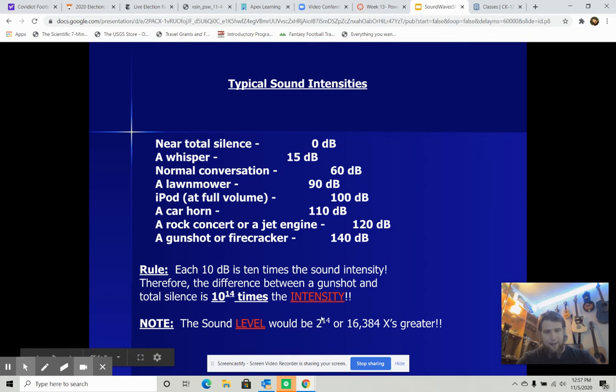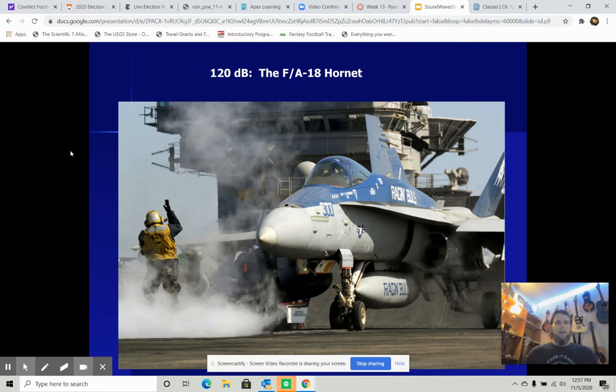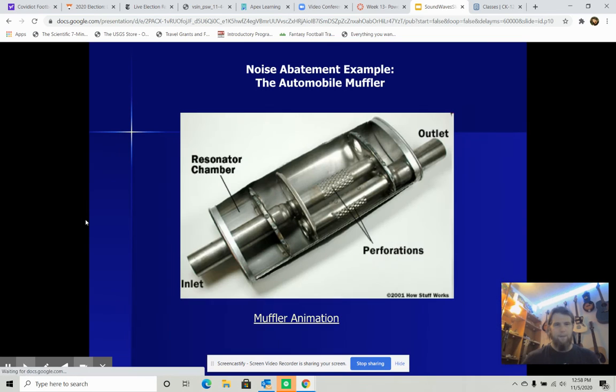And that makes the sound that much greater, and that's why some sound can actually damage our hearing in our ears. So this is 120 decibels from an FA-18 Hornet, a very, very powerful jet. And you'll notice that these gentlemen out here obviously have to wear ear protection, because the decibels coming off of that jet engine are enough to cause physical pain and hearing damage.